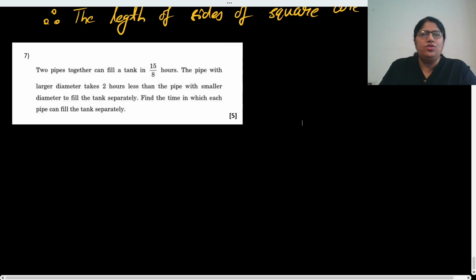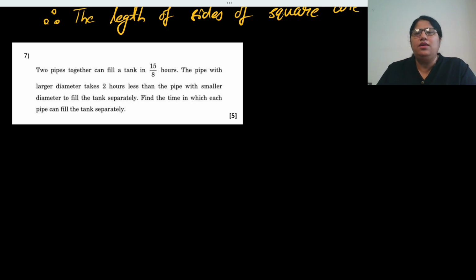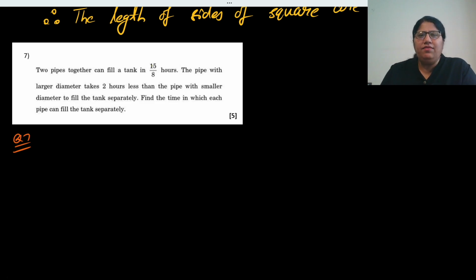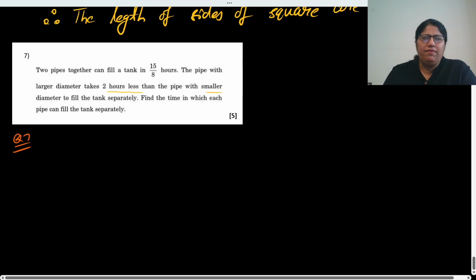This is your next question. Again, this is based on cistern, pipes, filling water. It's again a very important question, and for these kinds of questions I have seen students having doubts also. But understand the logic, then it will be easy. What is written here? Two pipes together can fill a tank in 15 by 8 hours. If the pipe with larger diameter takes 2 hours less than the pipe with the smaller diameter.